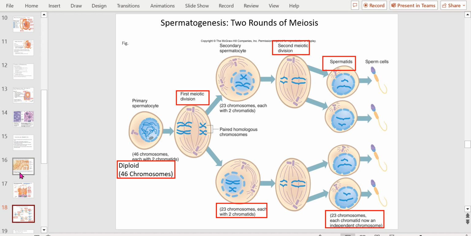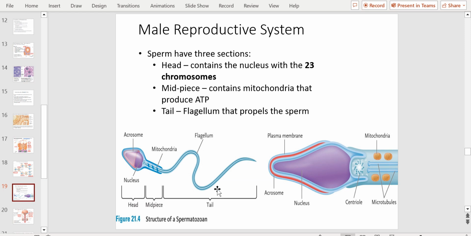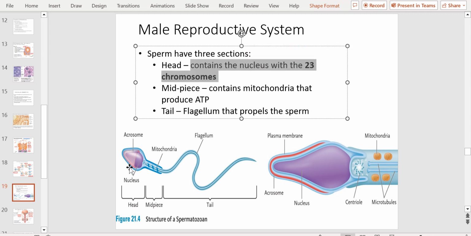This is the short slide here, just an addition. So it's not too bad. Here is a typical sperm. It's broken up into 3 parts. You have the head, which contains the nucleus with the 23 chromosomes. On the outside of the head, you have the acrosome, which is able to penetrate the membrane of the egg itself and puncture through. Then you have the mid piece in the middle, which contains mitochondria that produce ATP.